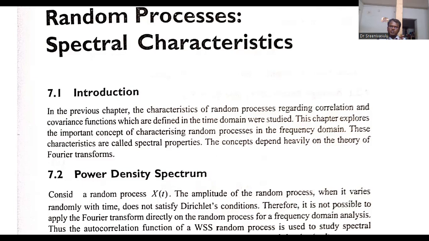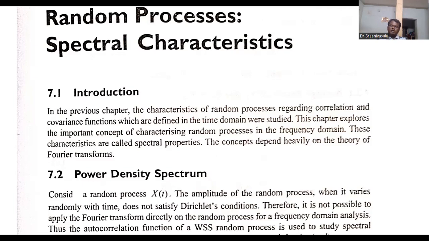But as the name itself says, it is a random process. Random process means the amplitude changes randomly. We don't know exactly what the amplitude is. So it completely fails to satisfy the Dirichlet conditions. That's why it is not possible to apply the Fourier transform to this random process. So for analyzing a random process in the frequency domain, there is a difficulty.